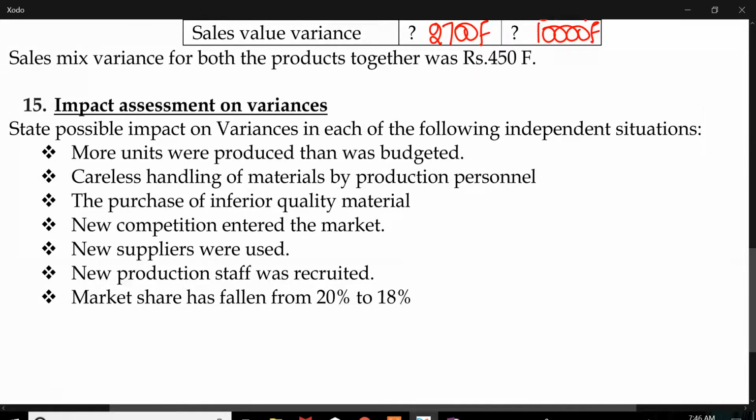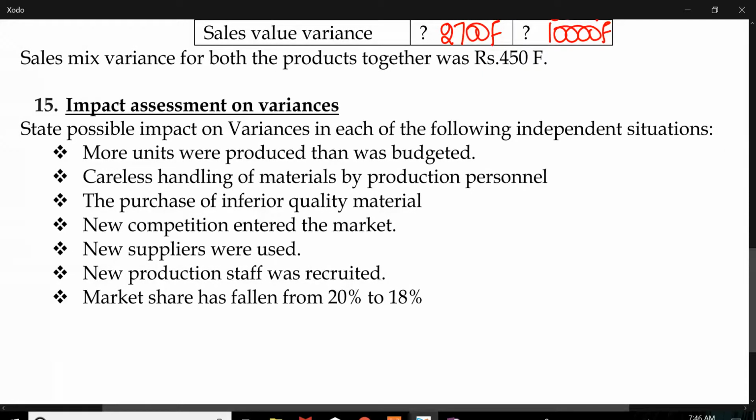State possible impact on variance in each of the following independent situations. They are saying this is what has happened. More units were produced than was budgeted. Now this can lead to any variance, and is it favorable or adverse? From material, we had 5 different types of variances: material price, material usage, material mix, material yield, material cost, labor rate, labor efficiency, variable overhead with so many breakups, fixed overhead with so many breakups, sales with so many breakups.